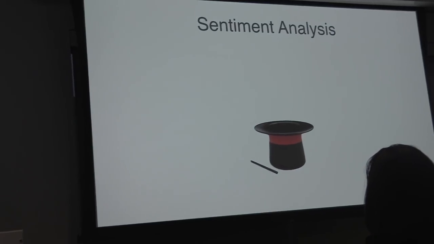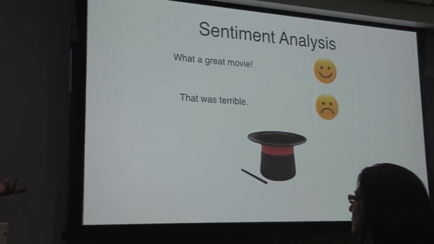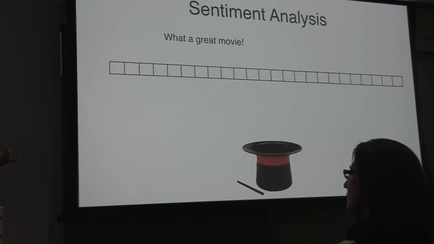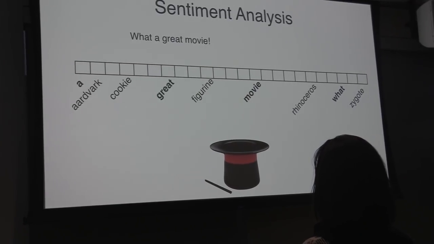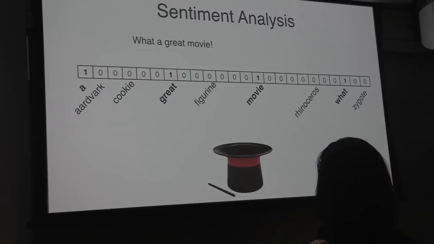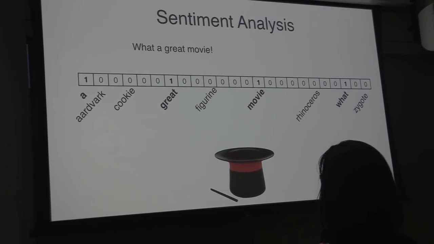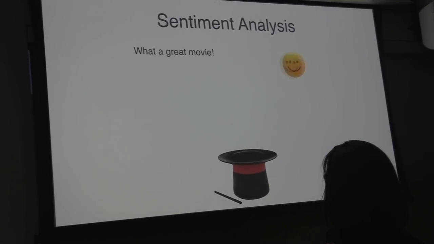And we can even do things like text, for example, sentiment analysis. Let's say we're looking at IMDb reviews. I'm going to check if a review is good or bad. So if it says, what a great movie, we say, yes, happy. And if it says, that was terrible, then we say sad. So a neural network can be trained to learn this. How? Well, we have to turn the words into numbers. So we take all the words from A, aardvark, to zygote, I think that's the last one. And we just pick the ones that appear in our sentence, so A, great, movie, what. And put ones there and zeros everywhere else and throw that humongous set of numbers into the neural network, and it'll return, yes, that was good.